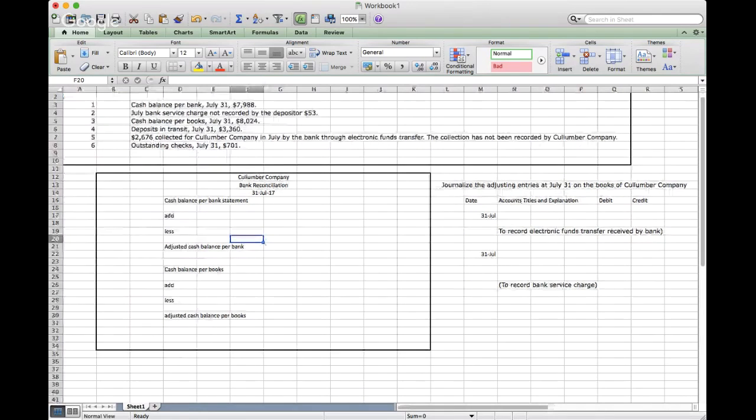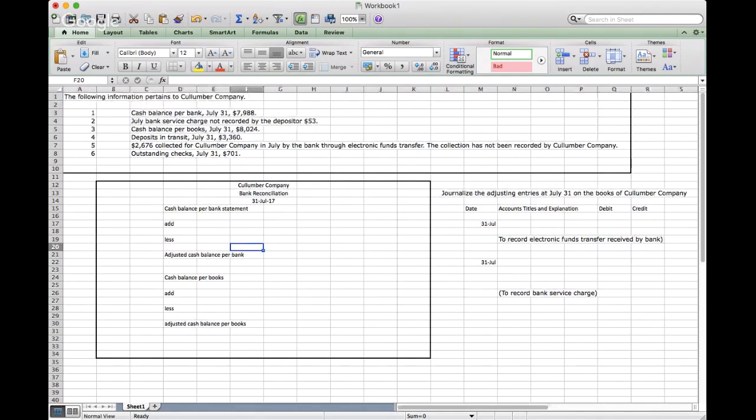But so what it's asking for us is to create a bank reconciliation. So it gives us the information pertaining to the company. There's 6 different little statements that it gives us, and it wants us to come in here and create it. So at the top we have the name of the company, what we're doing, and then the date.